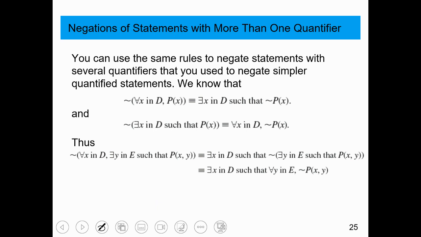Again, negating statements with more than one quantifier can be really tough. But we can use the same rules to negate statements with several quantifiers that we would use to negate simpler ones. We've already talked about these first two. To negate a for every x in D, P of x, we simply need to say there exists some x in D such that P of x is not true. And to negate a there exists, we say for all x, not P of x.